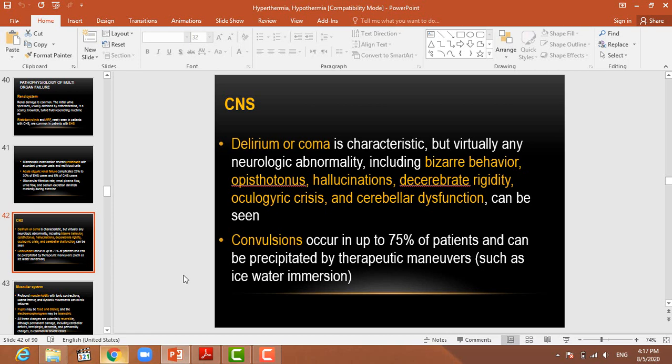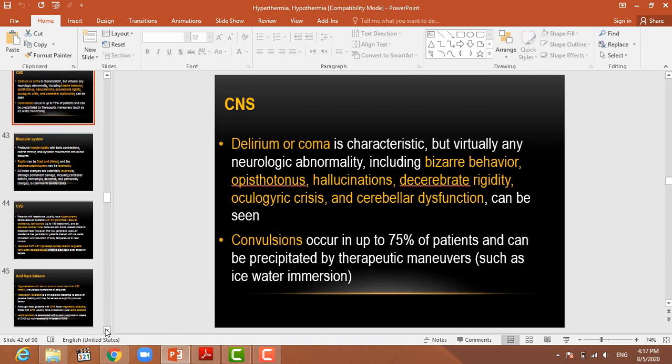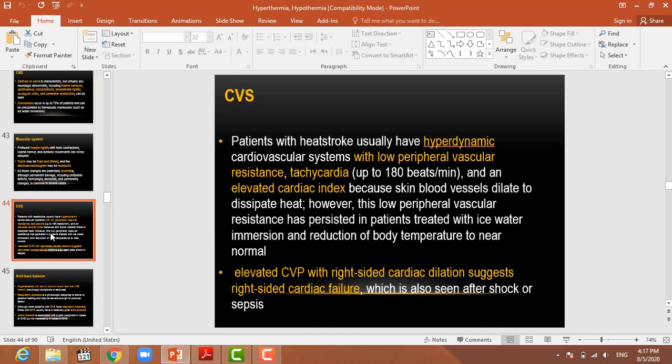But convulsions are very common. Fits, or convulsions, are very common, and approximately 75% of the patients have to face convulsions. Then circulatory failure is there, with serious or multiple problems. The hyperdynamic cardiovascular system is damaged. Low peripheral vascular resistance means blood is going to pool in your peripheries and your venous return is less, and this will lead to circulatory failure.